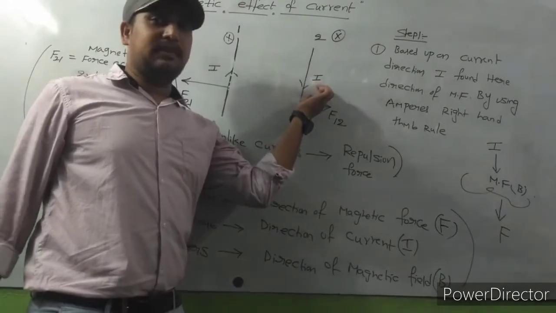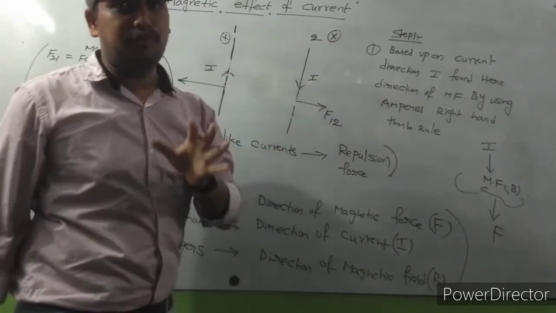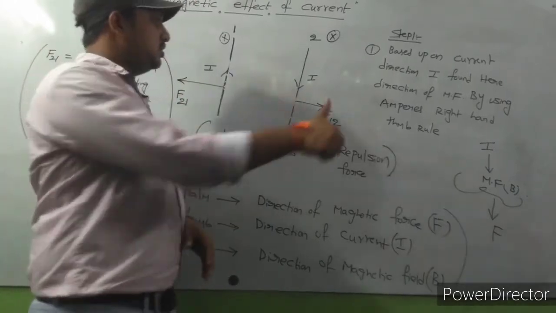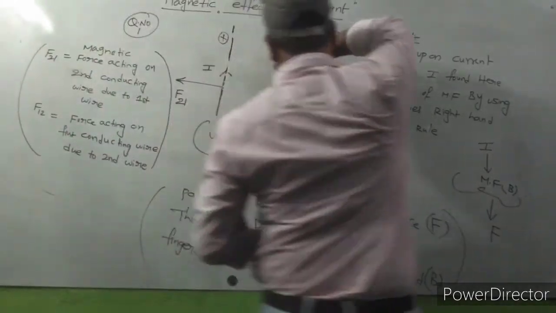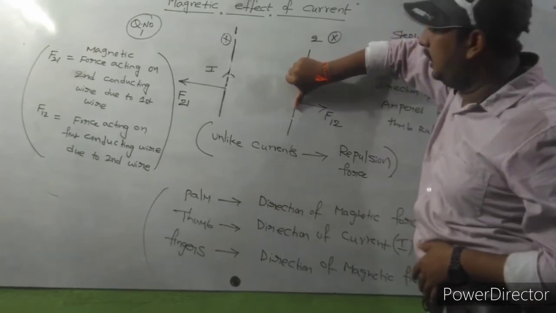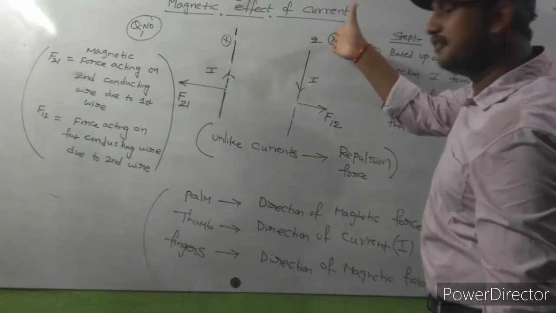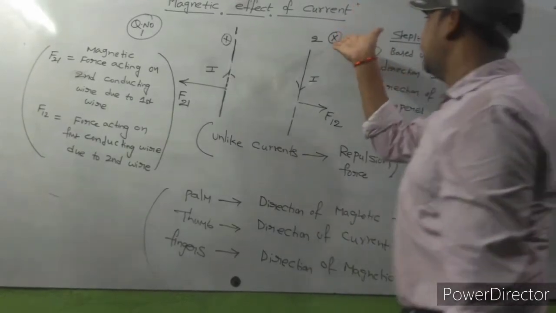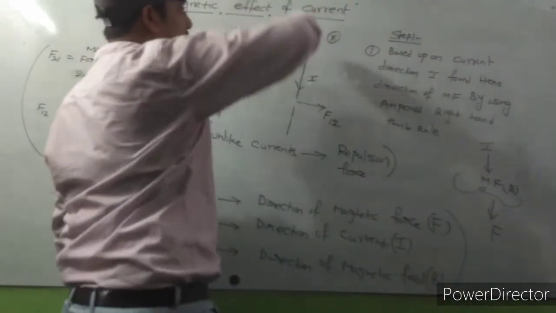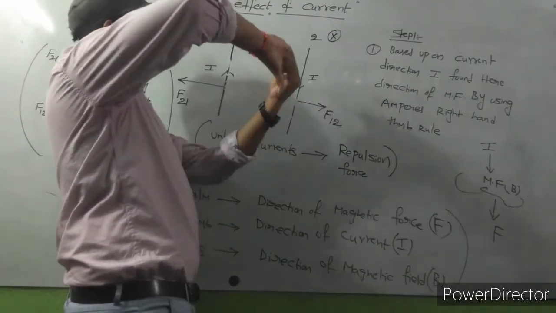If you know the direction of current and the direction of magnetic field, it is easy to find the direction of force. Thumb indicates direction of current. This is downward direction. Thumb indicates direction of current, and the fingers indicate direction of magnetic field. Magnetic field is into the face. Am I right? Current is downward. Magnetic field is into the face.